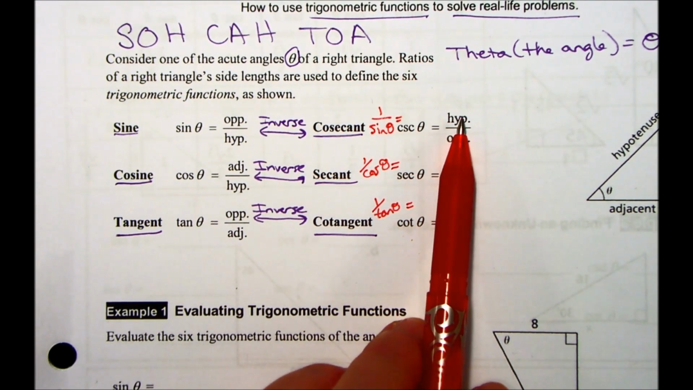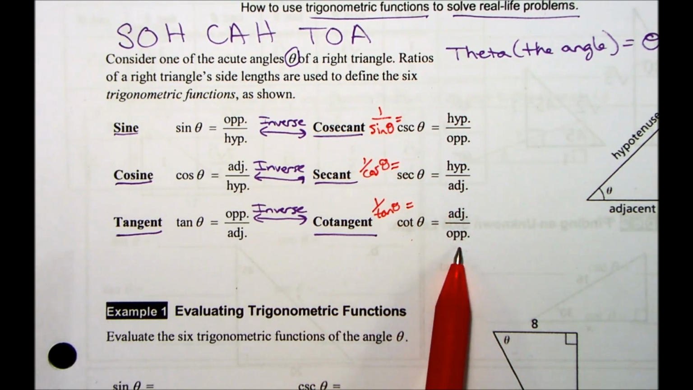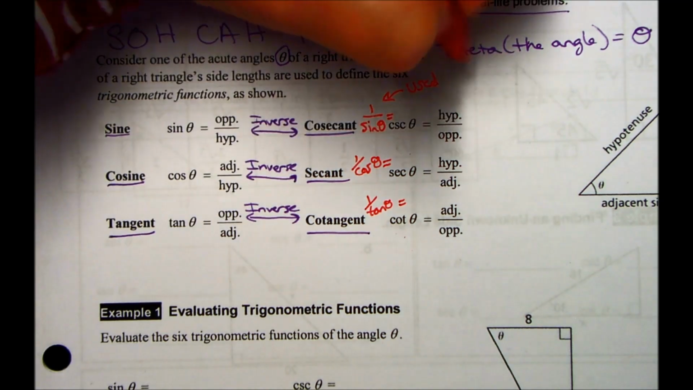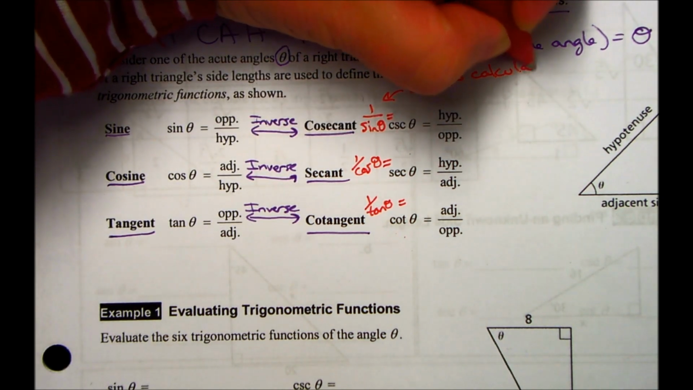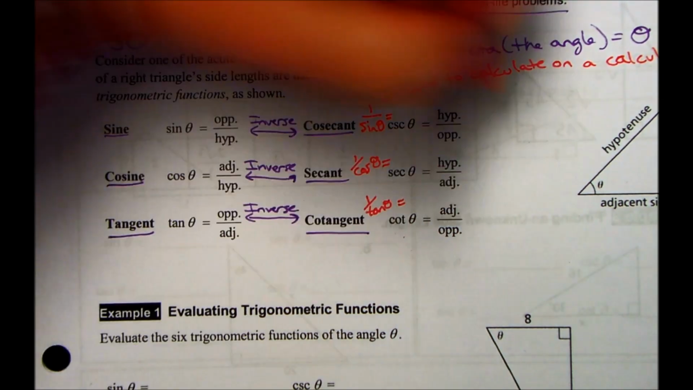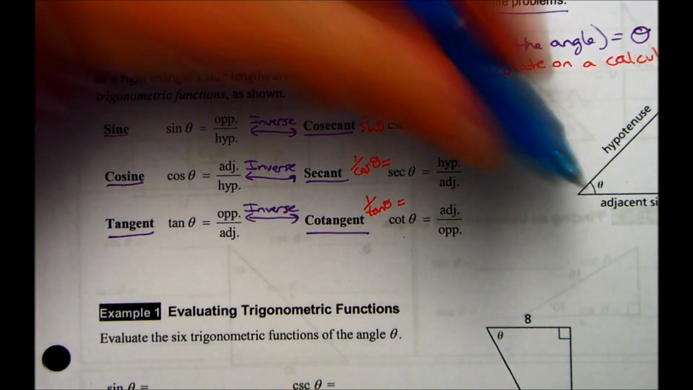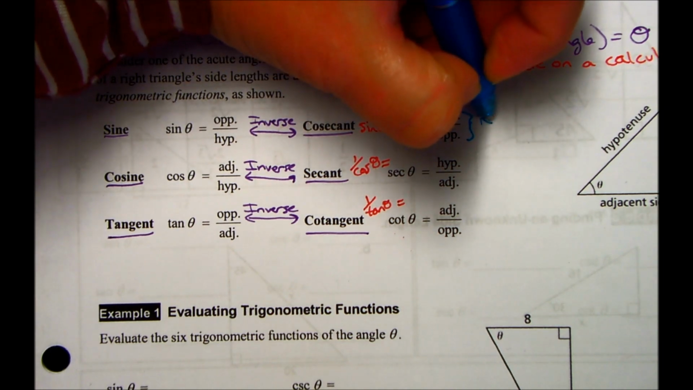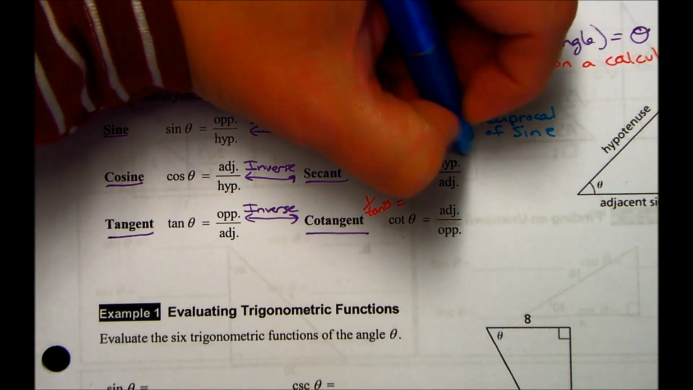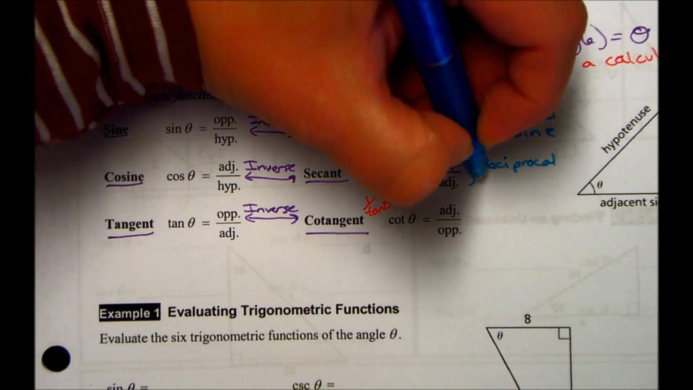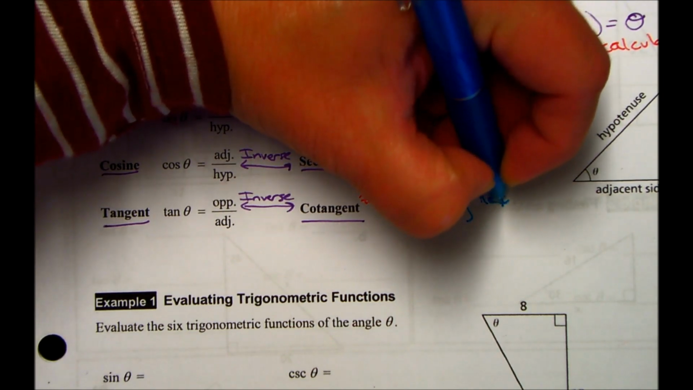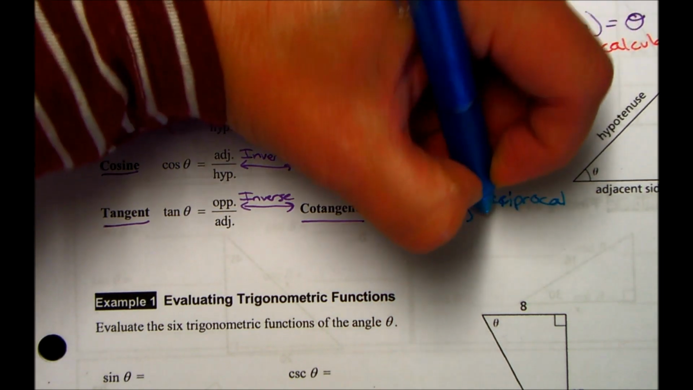But if you're given the numbers, it's just hypotenuse over opposite, hypotenuse over adjacent, or adjacent over opposite, which again are the reciprocals of these ratios over here. So these again are used to calculate on a calculator. If we look at each of these ratios, we basically have the reciprocal of sine, this ratio here is the reciprocal of cosine, and the ratio for cotangent is the reciprocal of tangent.